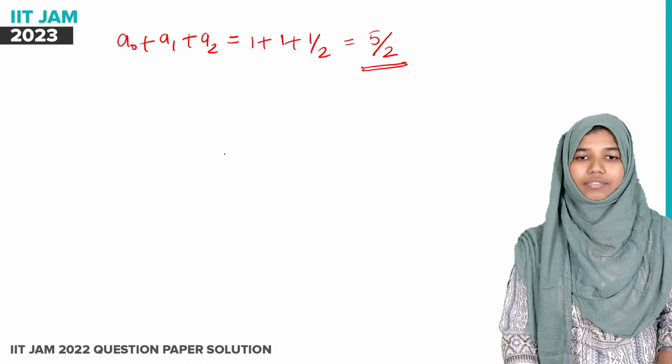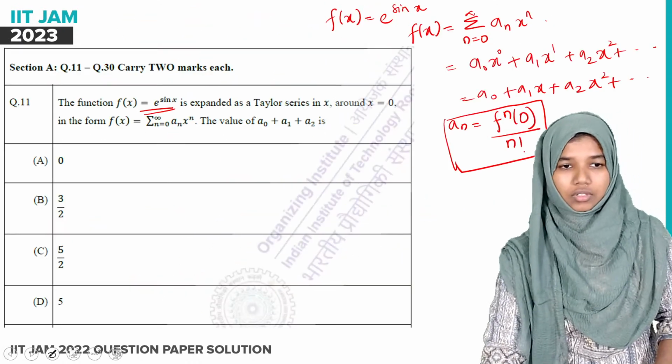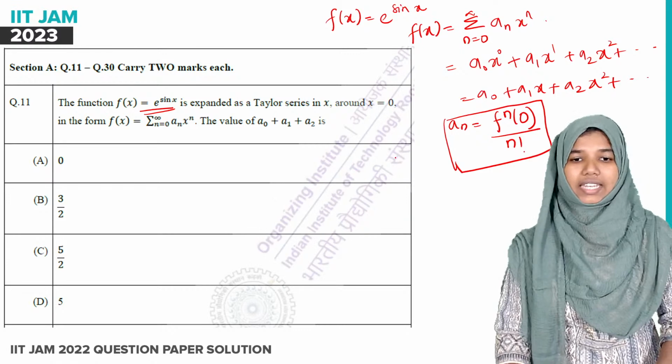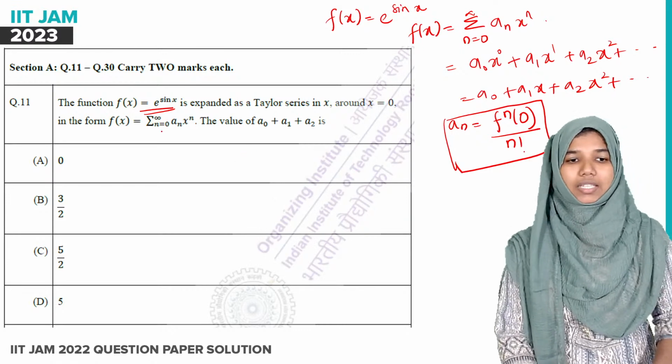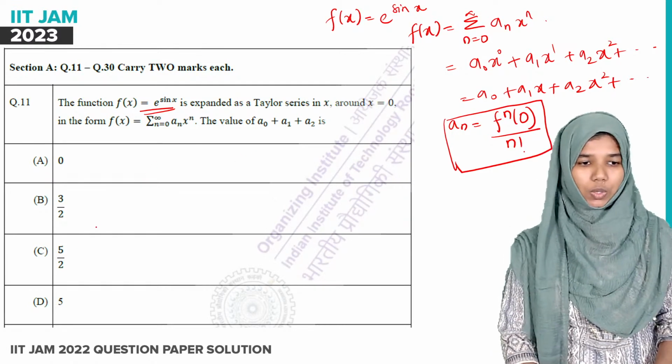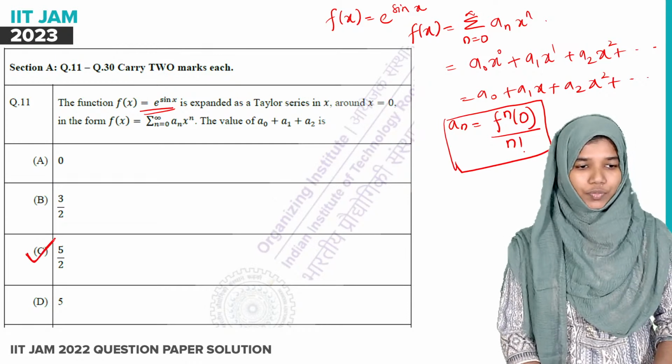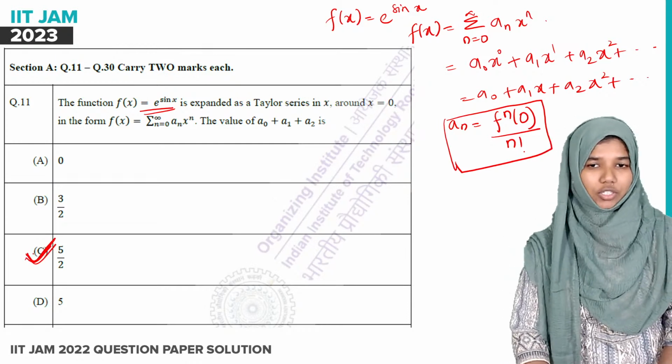Okay, so the value of a0 plus a1 plus a2 of the Taylor series of the function exponential sin x around x is equal to 0 is 5 by 2. So the correct answer is option C, 5 by 2.